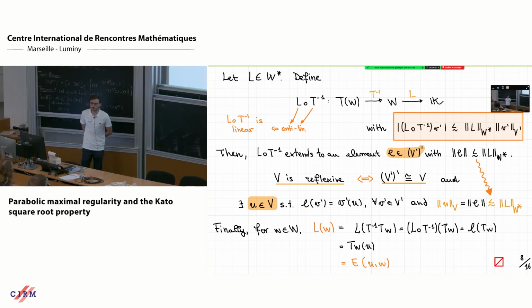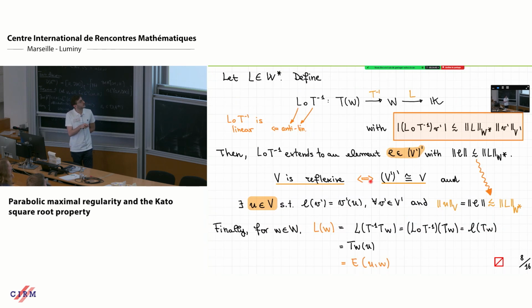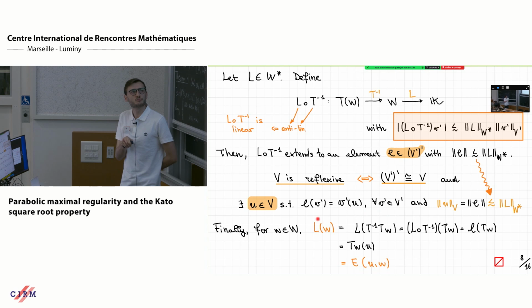And now we have to use the reflexivity of the space V to say that the classical canonical injection is a surjective map. So if L is an element of V prime prime, there exists a U in V such that the action of L on v prime, which is an element of V prime, is equal to the action of v prime on U, where U is this element in V.